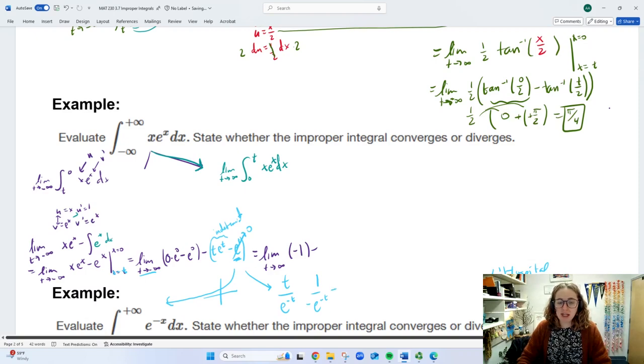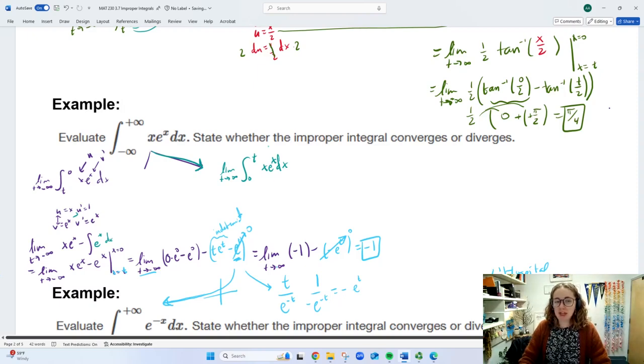And now I can bump this e to the negative t back up to my numerator, and I'll just have a negative e to the t. That is what I can now take my limit of as t is approaching negative infinity. So negative e to the t, as t approaches negative infinity, that's like on this part of my graph, it is also still approaching 0. So this chunk goes to 0, and I am just left with a negative 1. So this half of my improper integral actually converges.